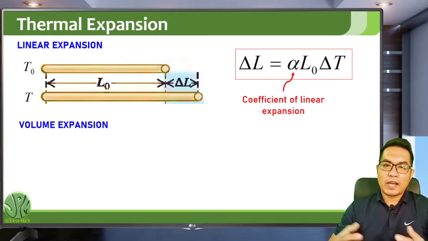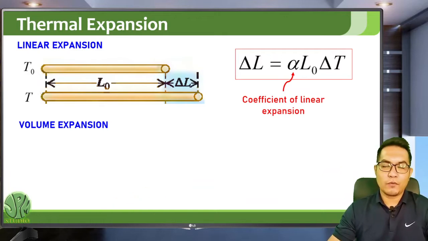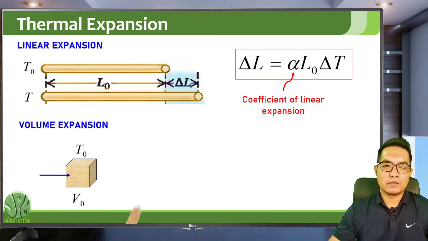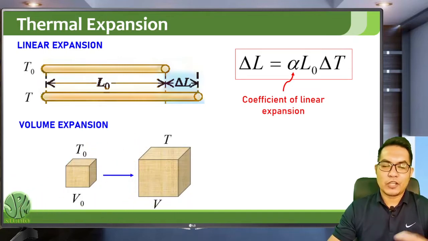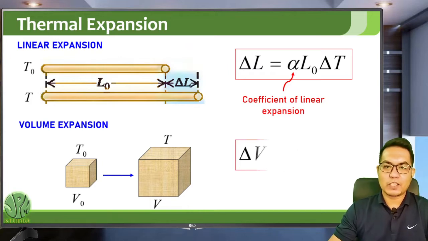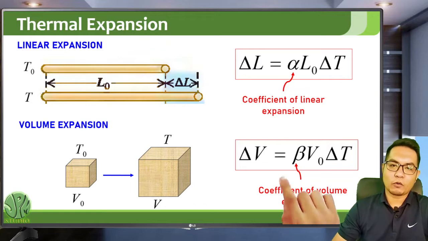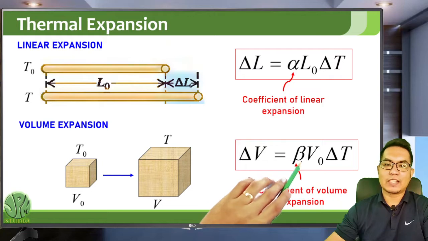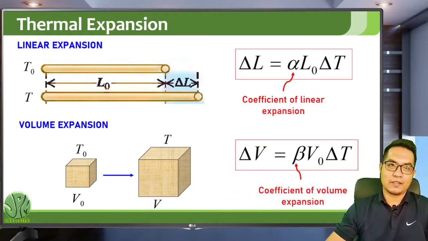Now, if you apply heat to a material and the whole volume changes, then it's called volume thermal expansion. So if you have an initial temperature and initial volume, and you apply heat, and then its temperature changes and its volume expands, then that is volume expansion. So beta here is just the coefficient of volume expansion. V naught is the initial volume, delta T is the change in temperature, which is either in degrees Celsius or in Kelvin.